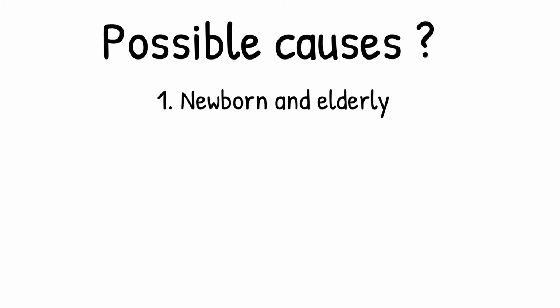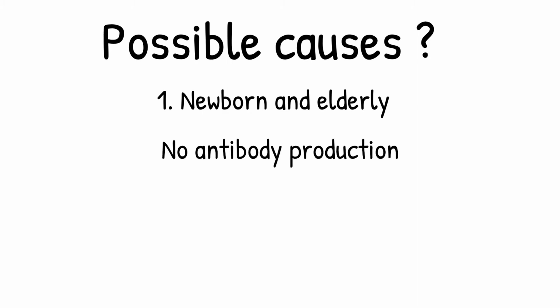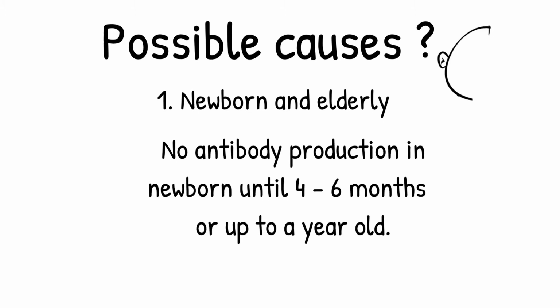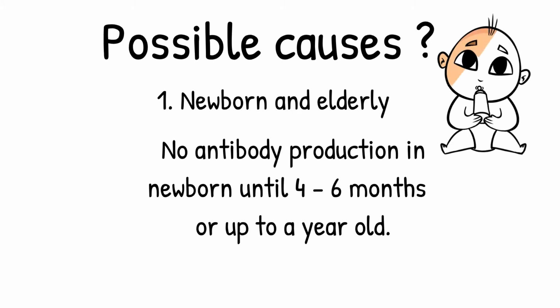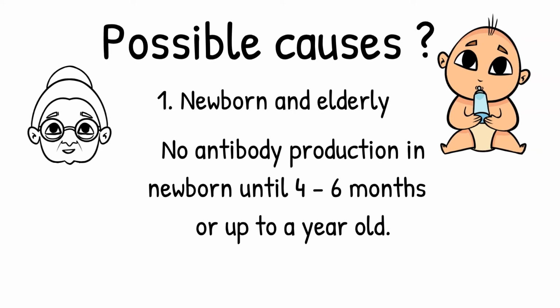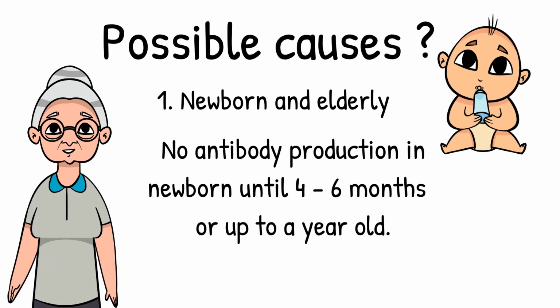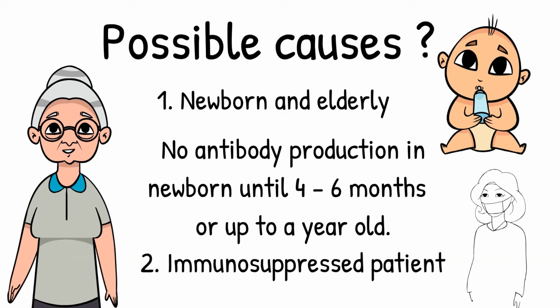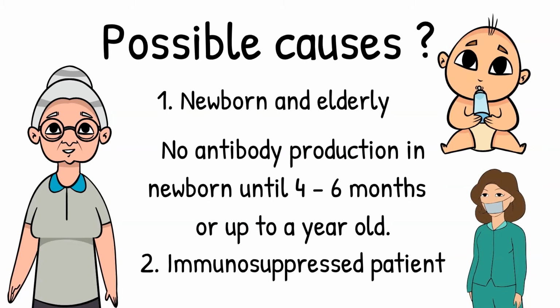What are the possible causes of these weak reactions of group O? First, the really young and elderly patients usually have weak expression in the reverse typing. This is because a newborn does not make antibody until 4 months of age. And that's why we do not routinely do a reverse typing on a newborn. Also, as the person grows older, the immune system does not function as well as before. So we can see weaker expression of the patient antibody. And that's why for some elderly patients, the reverse does not come up. Also, this type of reaction can be seen in a patient who is taking immunosuppressive drugs.